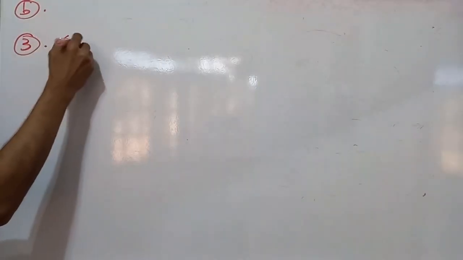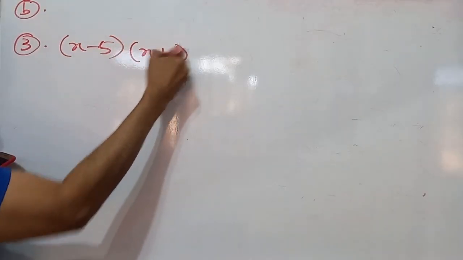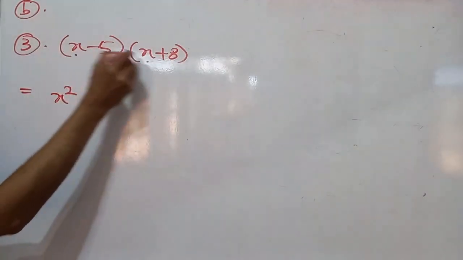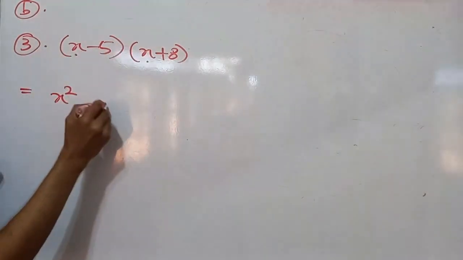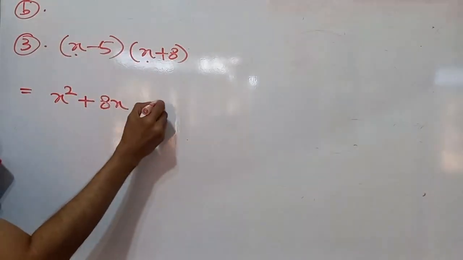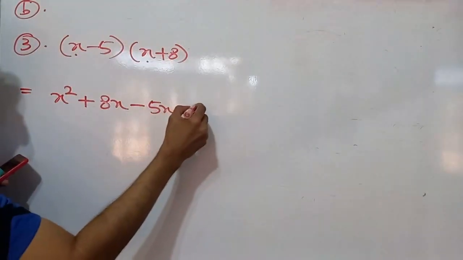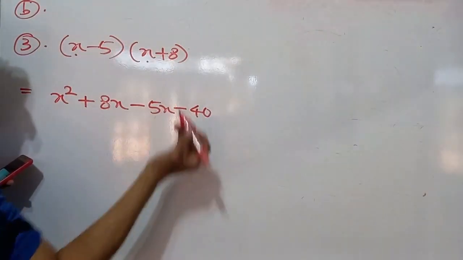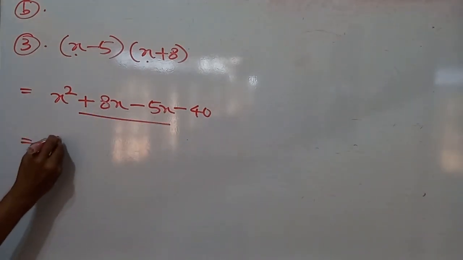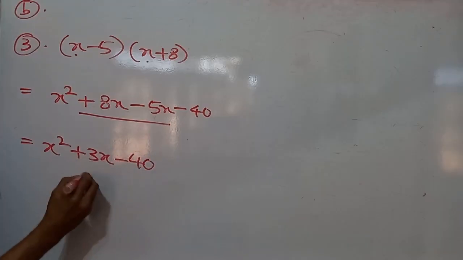So we have what? X minus 5, x plus 8, right? So x into x, we know that is x squared, positive into positive, that is positive. X into 8, we know that is 8x, positive into positive, we know that is positive. 5 into x, that is 5x, negative into positive, that is negative. 5 into 8, that is 40, negative into positive, that is negative. Right, so here are the like terms. So x squared plus 3x minus 40.